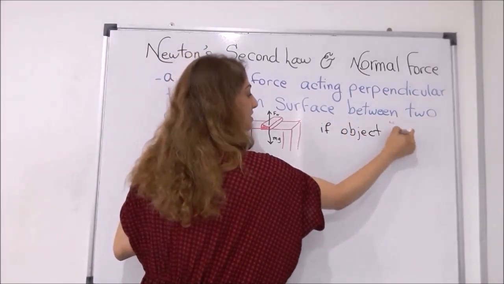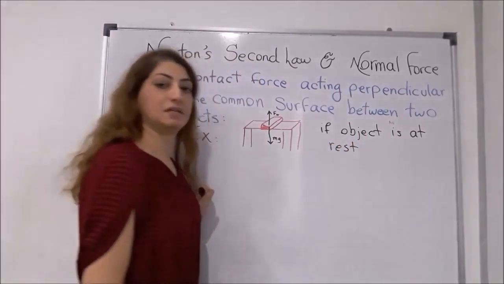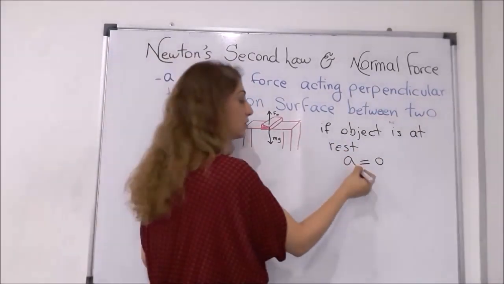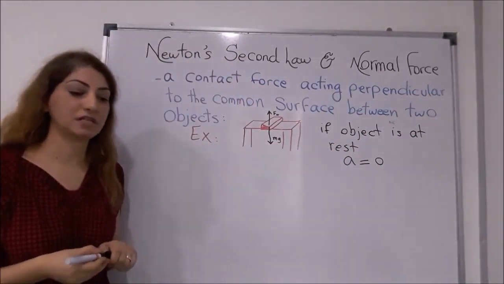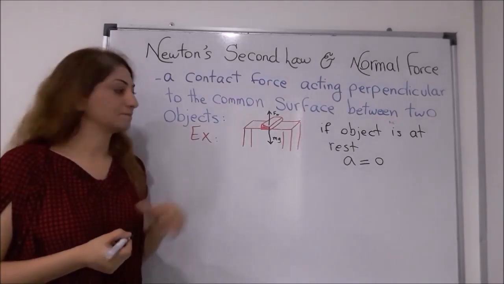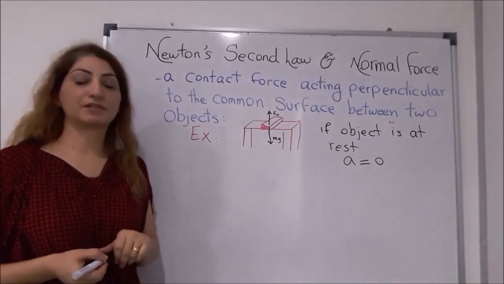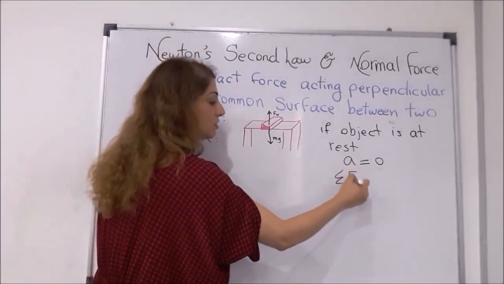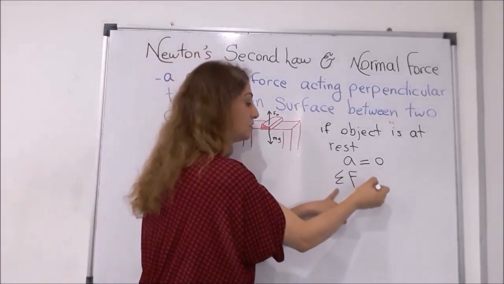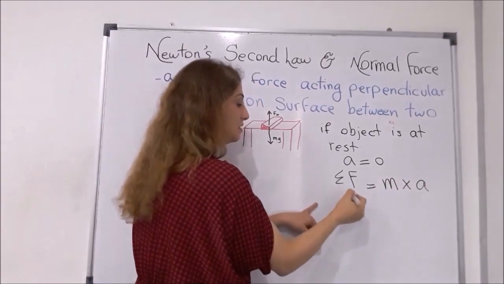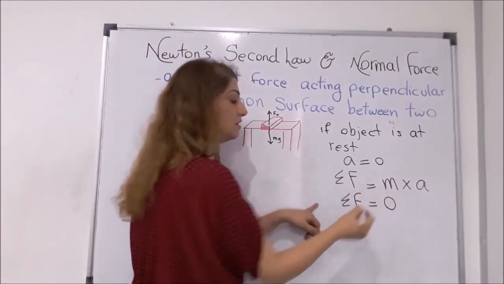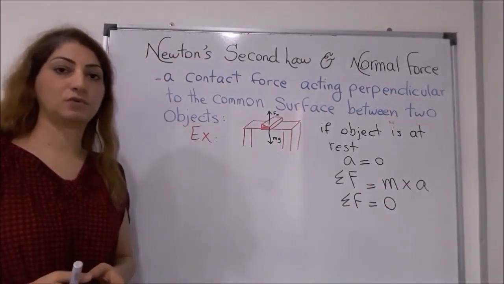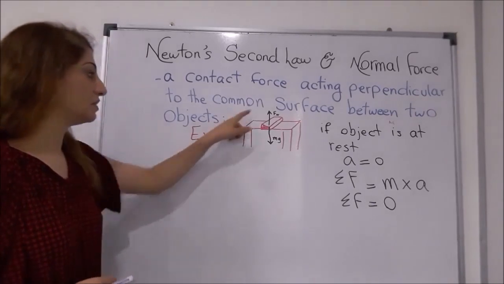If an object is at rest, what does that mean? It means that we don't have any acceleration, or acceleration a or g is zero. If an object is at rest, the acceleration will be equal to zero. So the total force equals m times a, so the total force will be zero. The sum of the forces will be zero. It means there is no net force, there is no resultant force, because the forces are balanced here, that's why it doesn't move. So it means that these two should be equal.